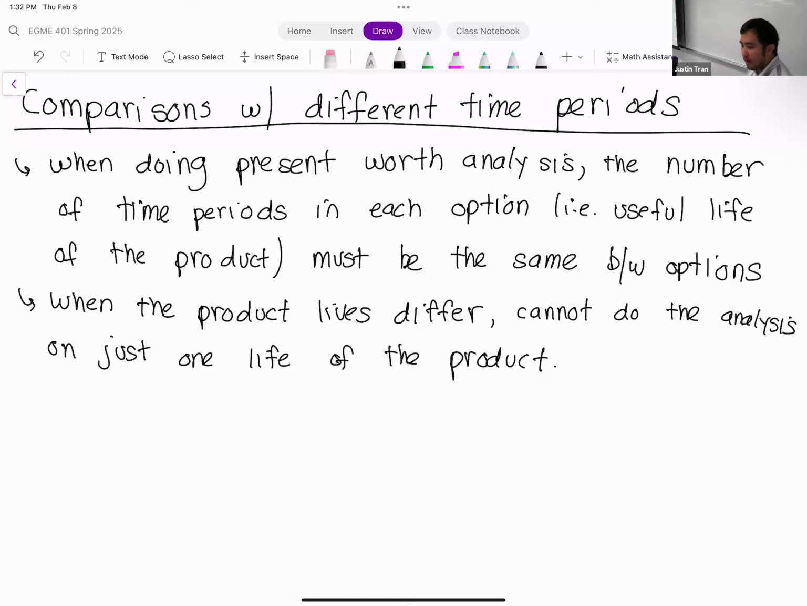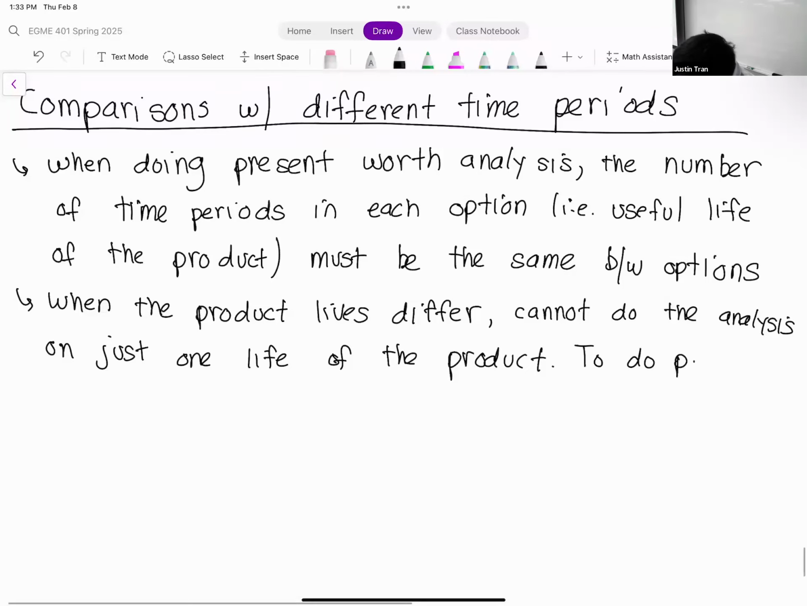That means you're going to have higher maintenance costs, you should have a higher initial cost, and so forth. But that doesn't mean we can't do present worth analysis. We just have to adjust it to make this fit. So to do present worth, and I'll just call present worth PW analysis.